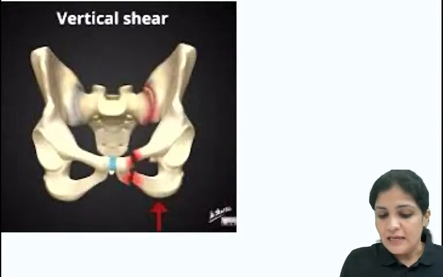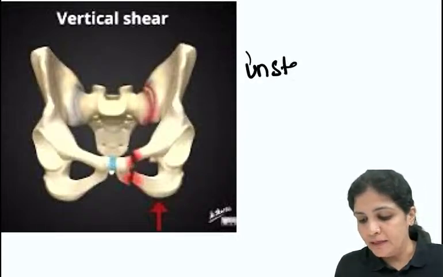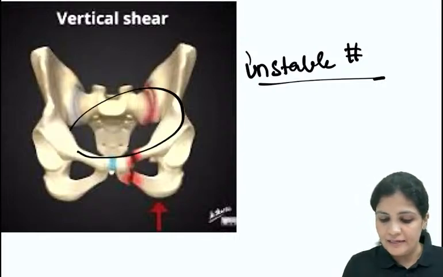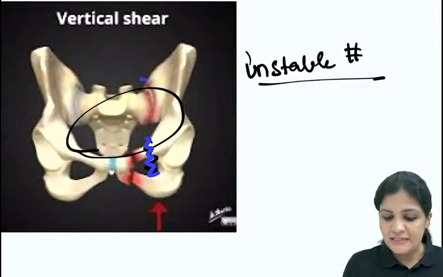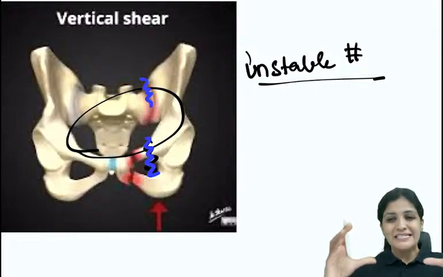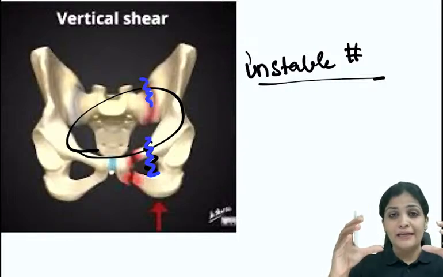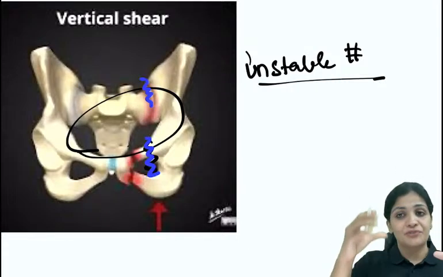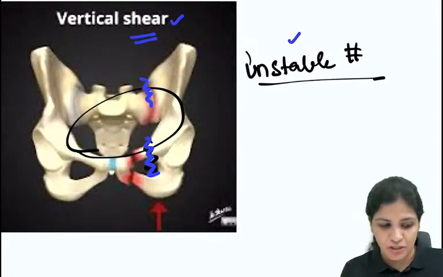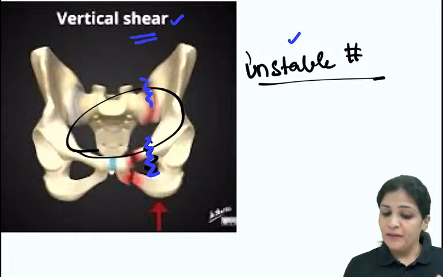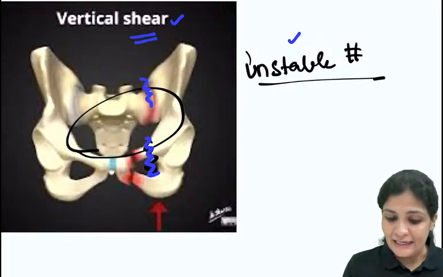So this is an unstable fracture, right? If you see the ring here, it is disturbed anteriorly and posteriorly, but still it is vertically stable because only one side of the ring is damaged, right? So this is a type of vertical shear fracture, and it is an unstable fracture, and it is called the Malgaigne's fracture.